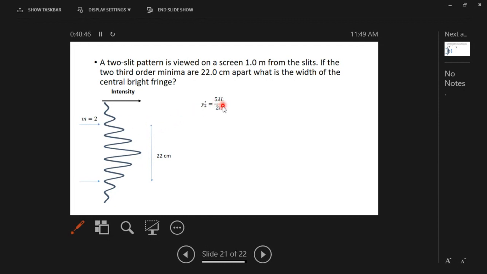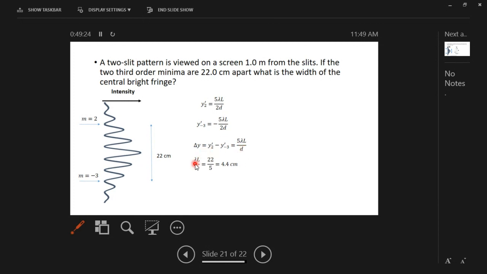It's going to give me 5 lambda L over 2D, from (m plus 1/2) lambda L divided by D. And then this one, again, if you remember, this one was m equal to 0. This should be m equal to -1, m equal to -2. This becomes m equal to -3, and y prime is going to be -5 lambda L divided by 2D. From here to here, the difference between these two is going to be delta y, which is going to be 5 lambda L divided by D, and that is going to be 22 centimeters.